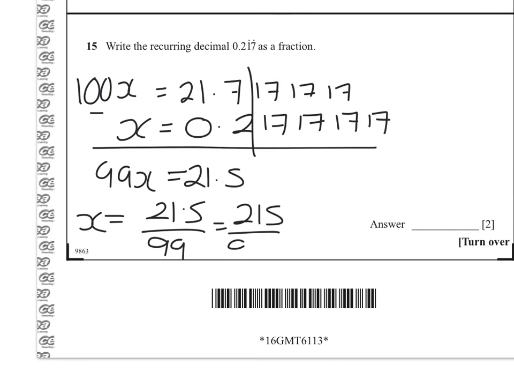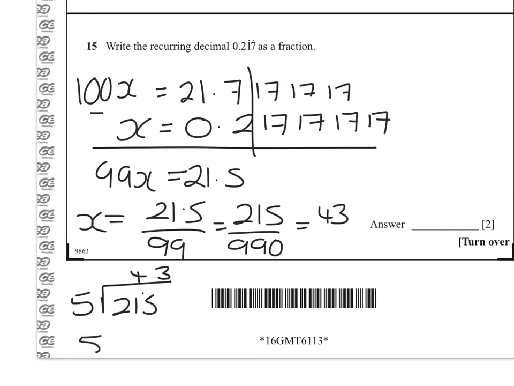That means that x is 21.5 over 99. Multiply top and bottom by 10. Then I'm going to divide by 5. 5 goes into 215, it goes into 21 4 times, so that's 43, and it goes into 990, well it goes into 9 once, remainder 4, it goes into 49, 9 times, remainder 4, and it goes into 40, 8 times, so that's 43 over 198.